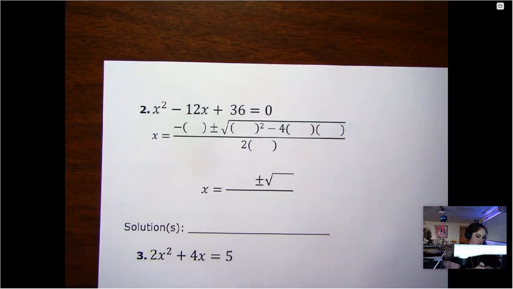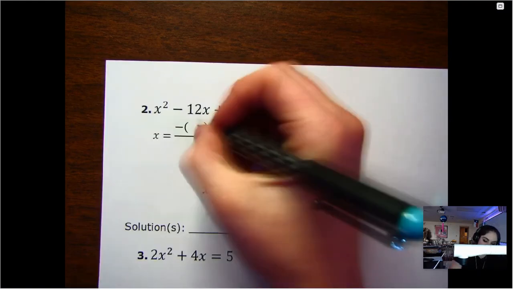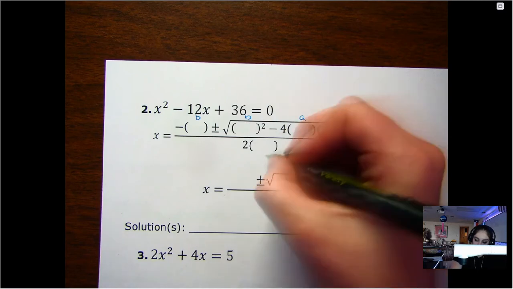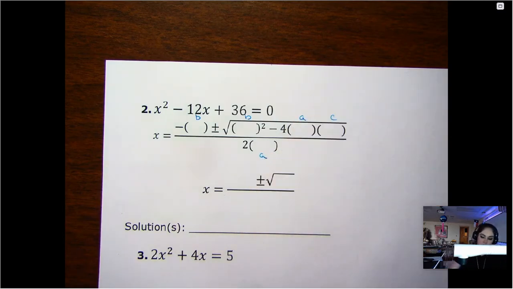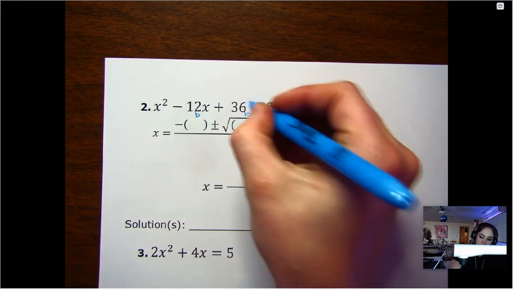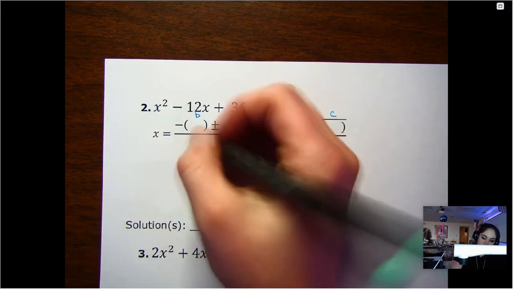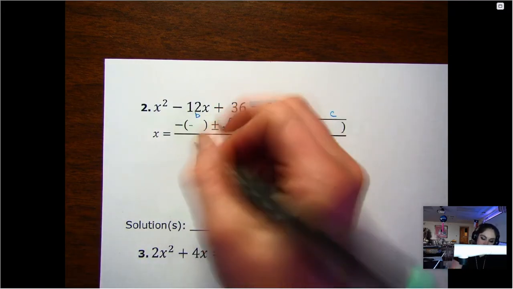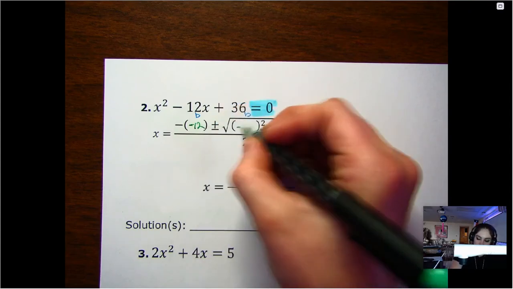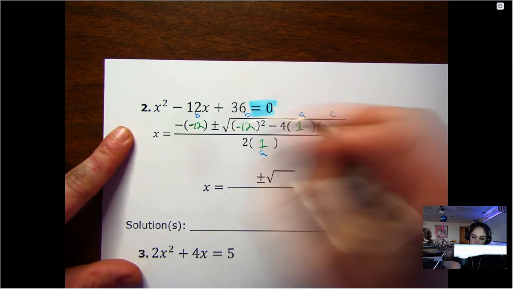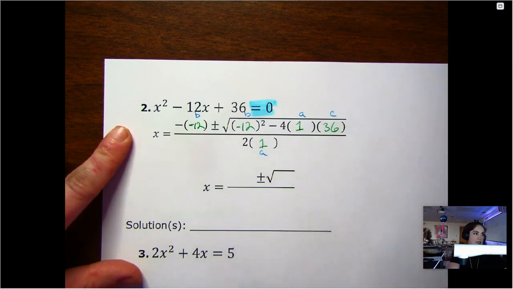All right, example number 2. Once again, I'm going to go through b, a. All right, now let's write all of our stuff down. Just so you'll know, yes, it is equal to 0. Awesome, check. So my b value is negative 12. Negative 12 right here again. My a value in this case is a 1, and then c is a positive 36.